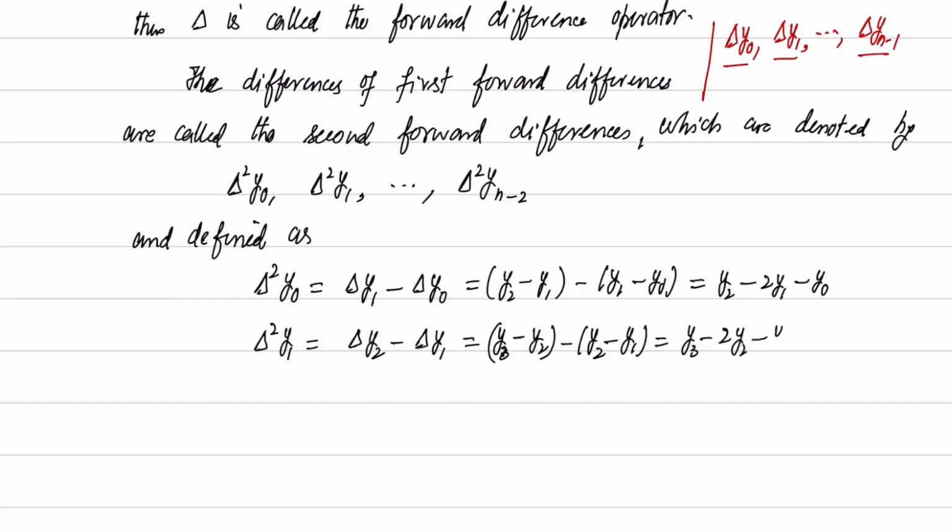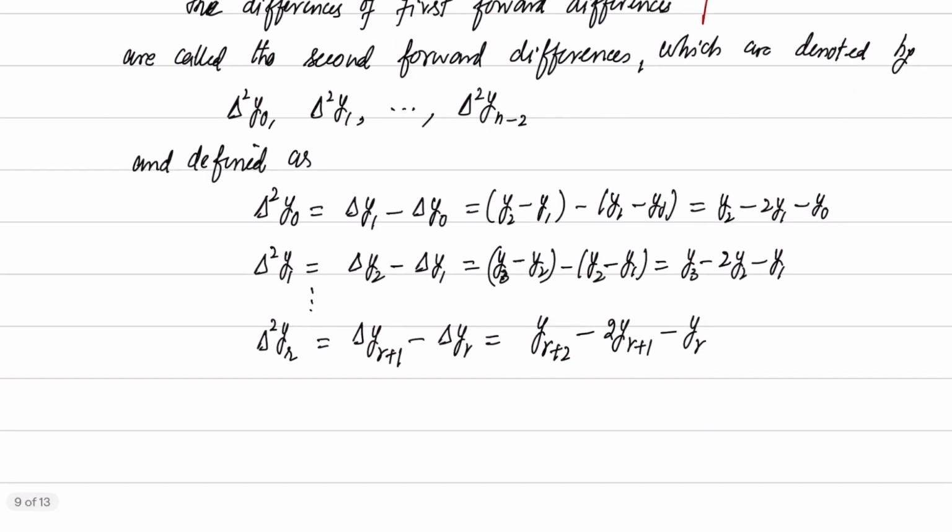minus 2y2 minus y1. Similarly, when we arrive at some rth stage, delta square of y r will be equal to delta of y r plus 1 minus delta y r, and the answer for this one will be y r plus 2 minus twice y r plus 1 minus y r. So that's how this second forward difference operator behaves.